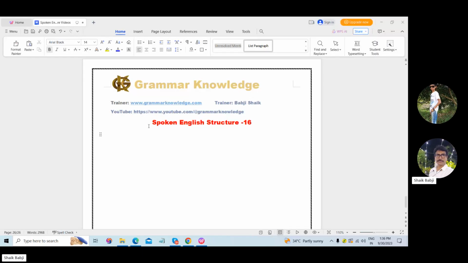Okay, let's learn a new structure in this session. The structure is "I would rather." This is the 16th structure. Let's see the new structure: I would rather.